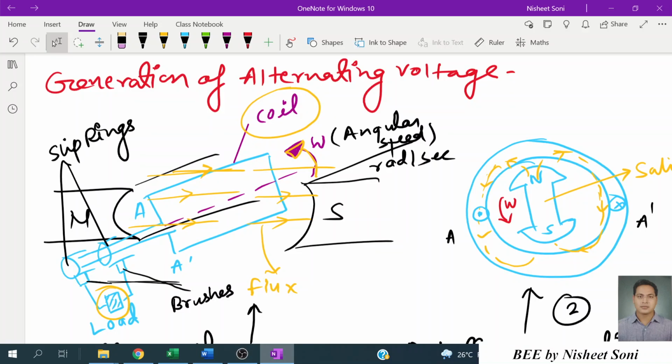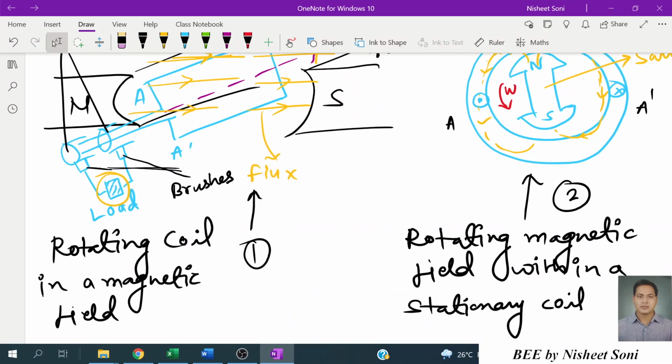Today we are going to discuss generation of alternating voltage. An alternating voltage can be generated either by rotating a coil in a uniform magnetic field at a constant speed, and second, by rotating a uniform magnetic field within a stationary coil at a constant speed. Both of the figures are given here.